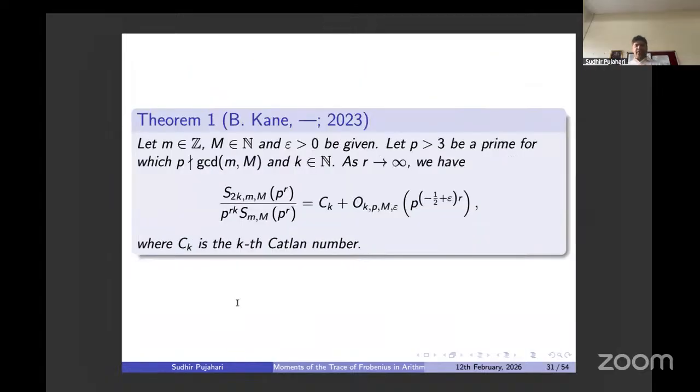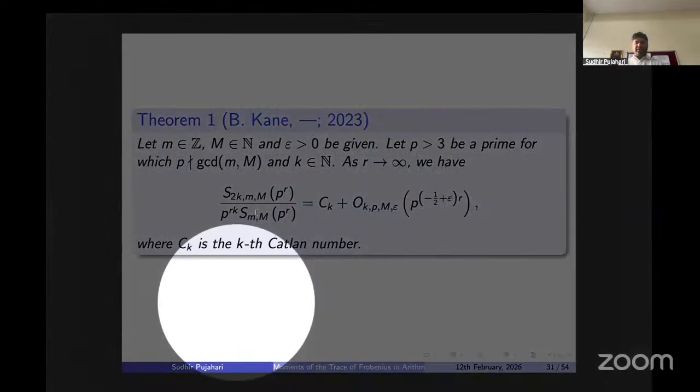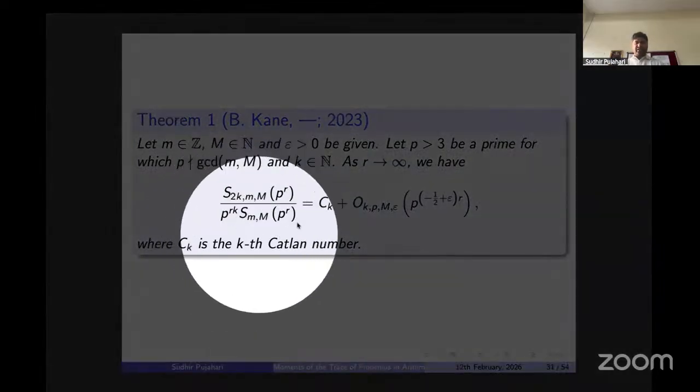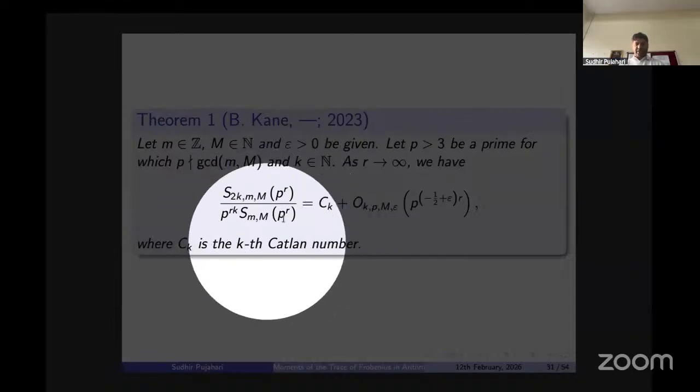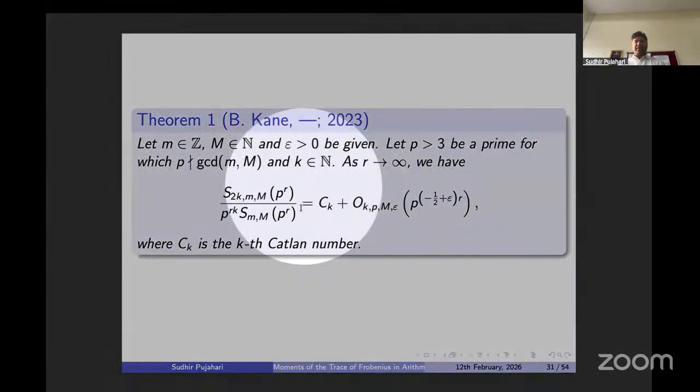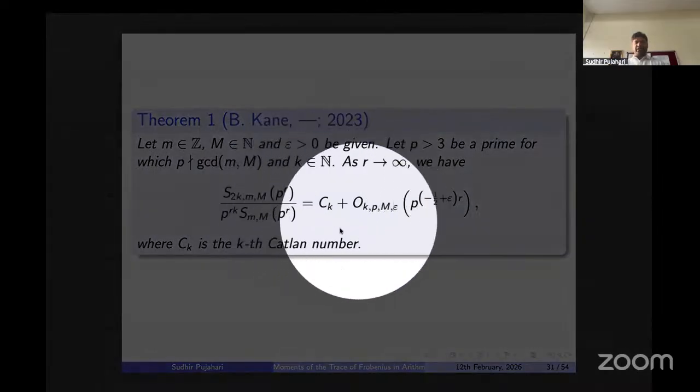To prove this, we have to obtain both the even moment and the odd moment. But in this case, obtaining the moments is going to be a bit more challenging. We showed that for the even moment of the trace of Frobenius, in the denominator we have the zeroth moment. We are dividing the even moment by the zeroth moment. The even moment is again going to be the Catalan number.